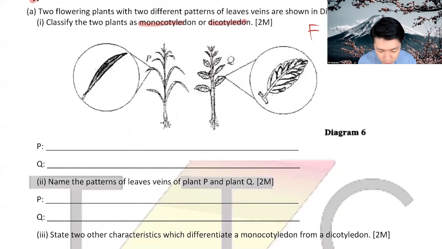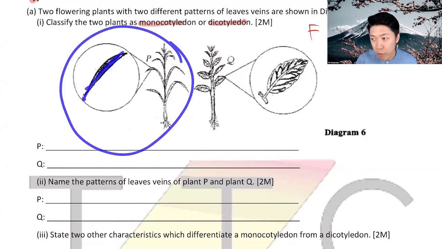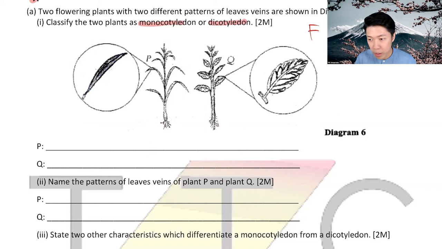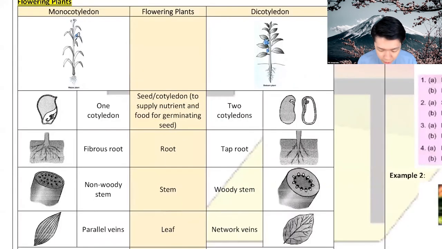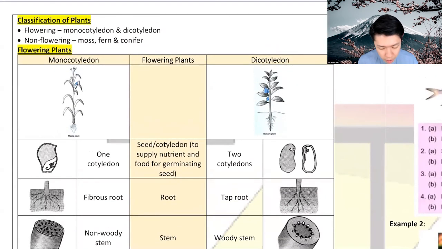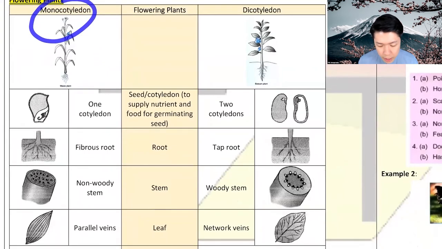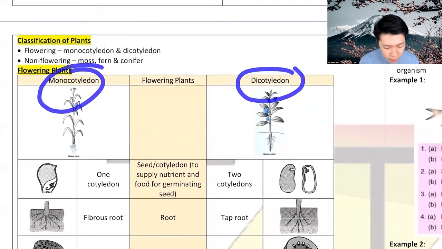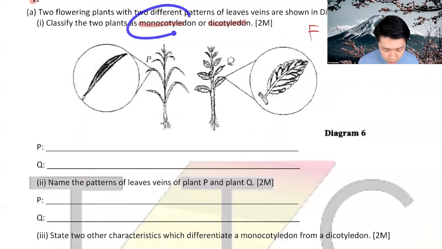So P is, look at the leaf. You all have your short notes with you, so you all check. So that's under parallel vein. Parallel vein, ladies and gentlemen, check for yourself. Parallel vein, straight, like a pandan leaf, is under monocotyledon, and network is under dicotyledon. So, okay, here, bring it down.